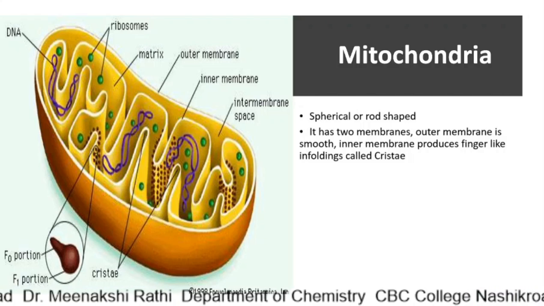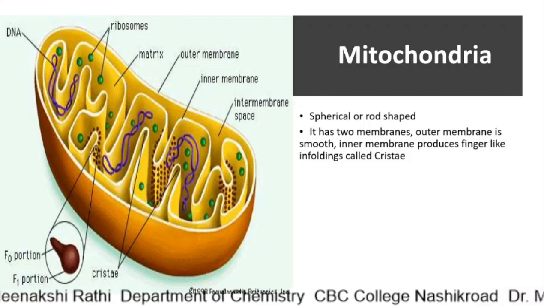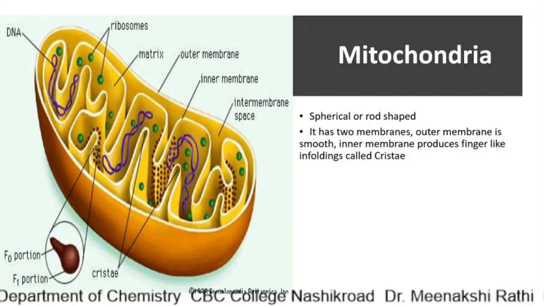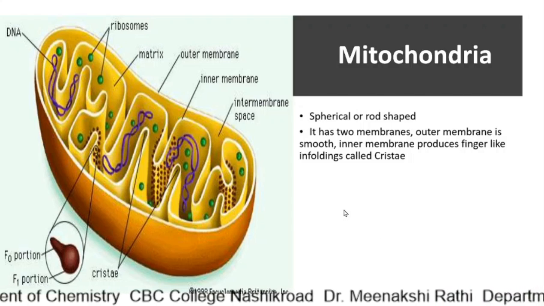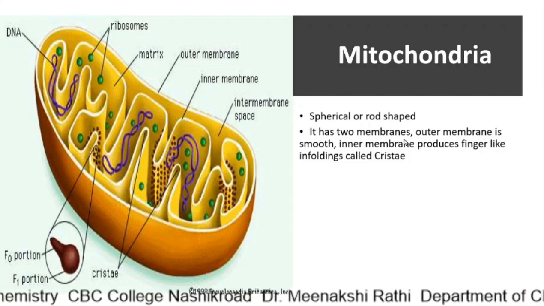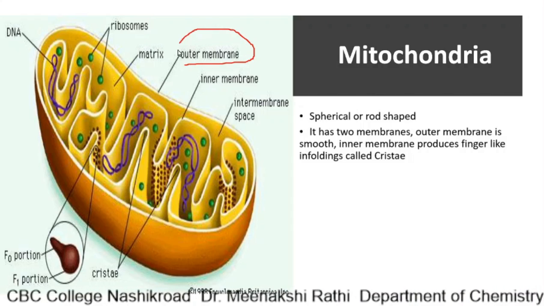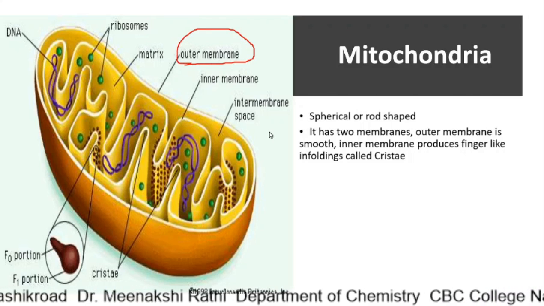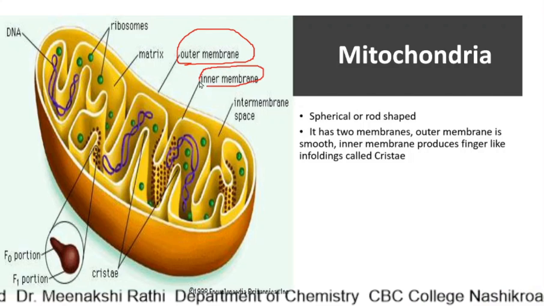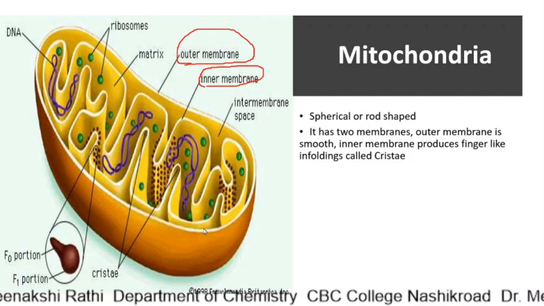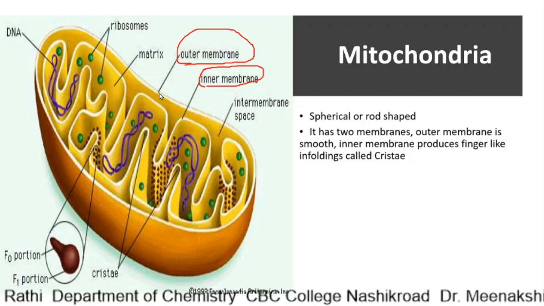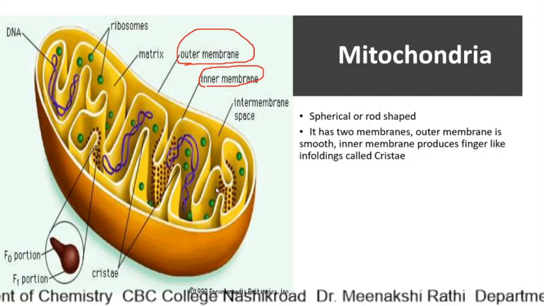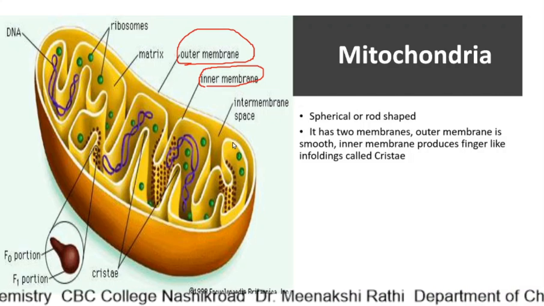Mitochondria consist of 3 main parts. One is membrane, second is cristae, and third is matrix. It has two membranes, that is the outer membrane. This part is called the outer membrane. Then the inner membrane. Outer membrane is smooth, but inner membrane produces finger-like infoldings which are called cristae.